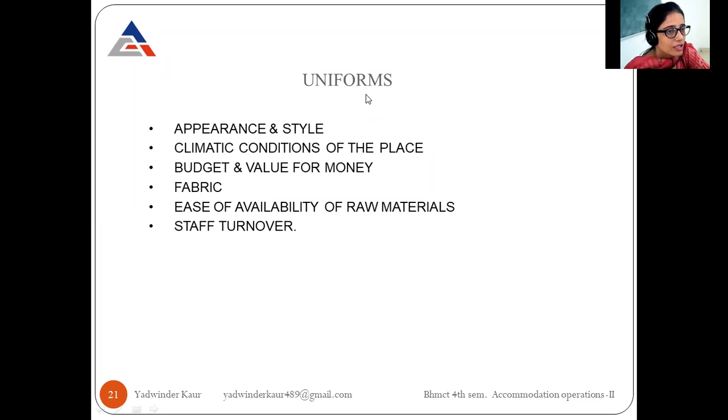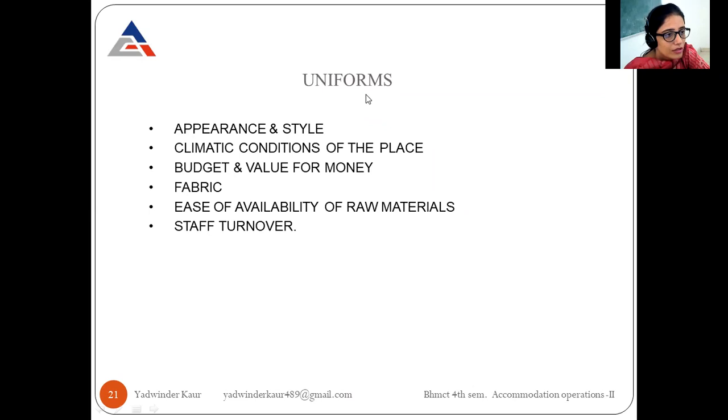Climate condition of the place is also important, what kind of climate is in your place. So accordingly we have to choose the stuff, right? Budget and value for money. We have to prepare the budget for any kind of uniforms. If we are planning to decide, then we have to decide the budget also, right? So that we get value for the money and no expenses extend beyond that budget. So we have to make some budget related to the uniforms.